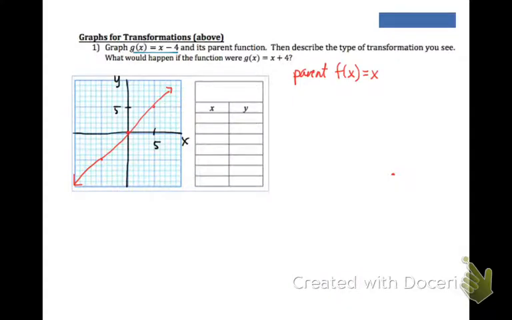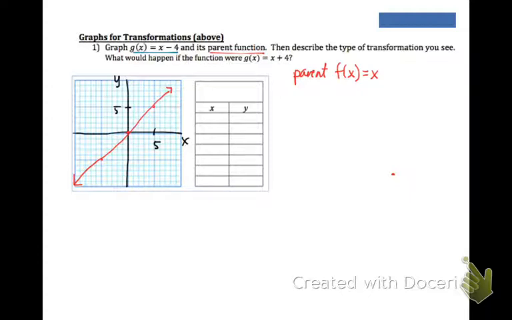All right, so on number 1, we're going to graph g of x equals x minus 4 and its parent function. So I've started and I've graphed the parent function. So do that now on your graph. We can see that for g of x equals x minus 4, if we were to take away the minus 4, we would just have a linear function. So I wrote down that the parent function, and I just called it f of x, equals x.